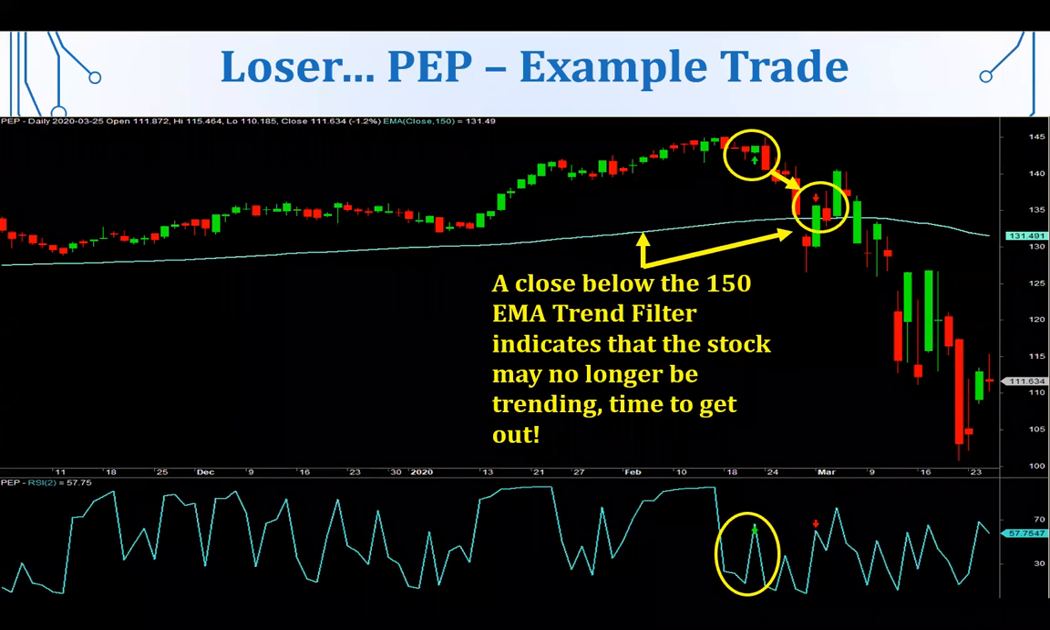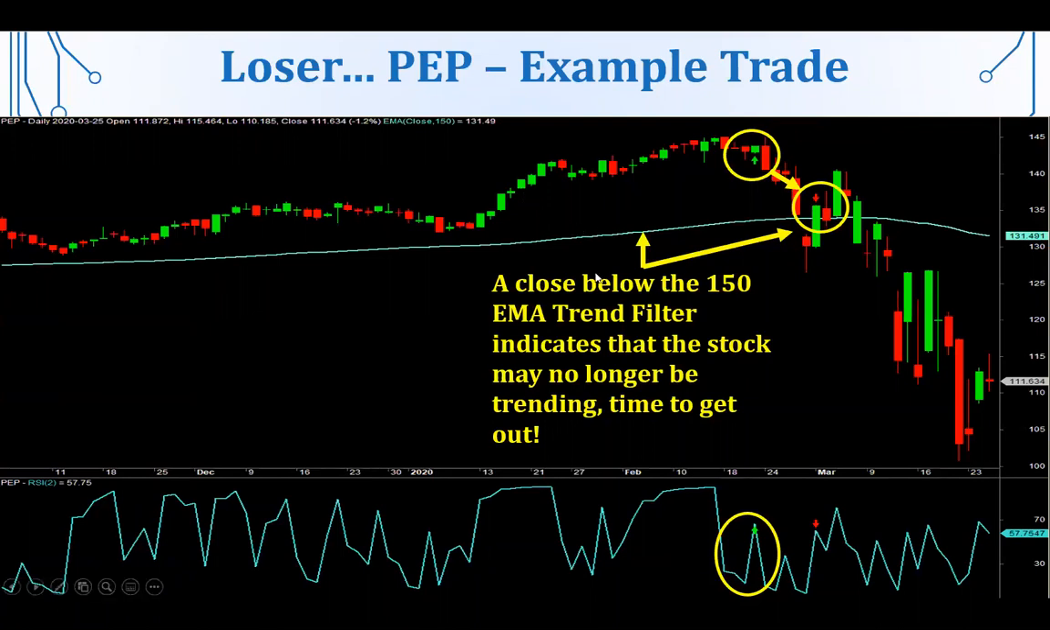Now let's take a look at a couple of losers. So this is a PEP. You can see here this was the entry, and you can see that it had a close below the 150 EMA filter, the trend filter. Because that indicates that essentially the stock may no longer be trending and it's time to get out. In this case, it was absolutely correct. So you can see here, you would have generated a sell here. You would have closed at the end of the day here, even though it popped back up. You could see that this was sort of indicating that the intermediate trend might have been over, and overall, it's time to get out of this stock.